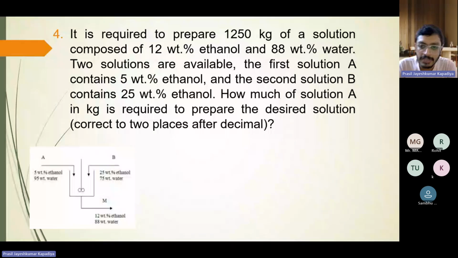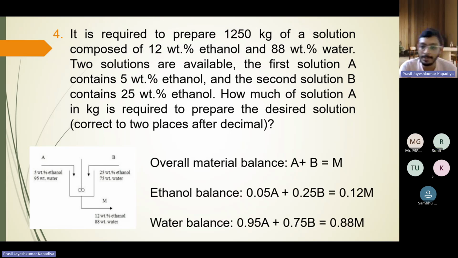So how should I write down my equations? Rohit, one overall balance, A plus B is equal to M, correct? A plus B equal to 1250. So my first equation is A plus B is equal to M, that is equal to 1250. Then I will write the ethanol balance, that is A into 0.05 plus B into 0.25 is equal to M into 0.12, and M we know is 1250. So 0.12 into 1250. So we have two equations and two unknowns. So we can solve these equations, right?